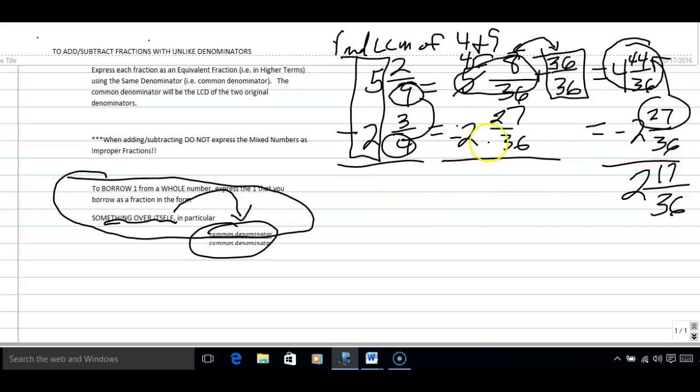Now, if I found a common denominator, and the numerator here, say, was 30, and my numerator here was 27, then I would not have to borrow. You don't always have to borrow. But when you do, the one that you borrow, you're going to express as a fraction in the form something over itself. Anything over itself is equal to 1 except for 0 over 0, which is undefined. And not only is the one that you borrow going to be some number over itself, in particular, it's going to be whatever the common denominator is over itself.